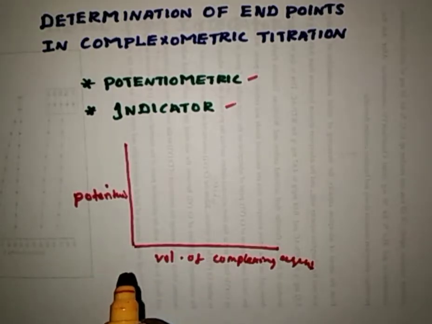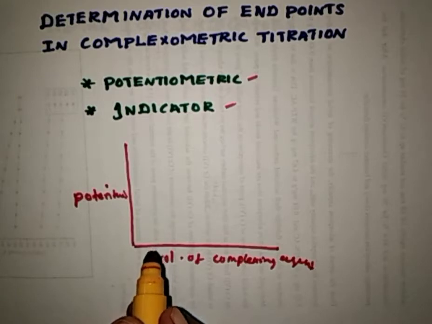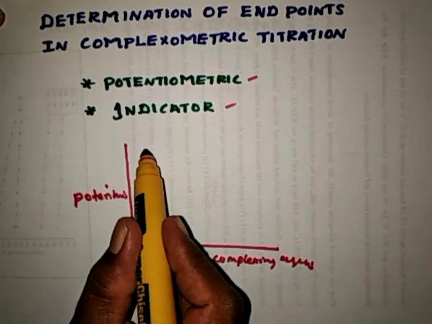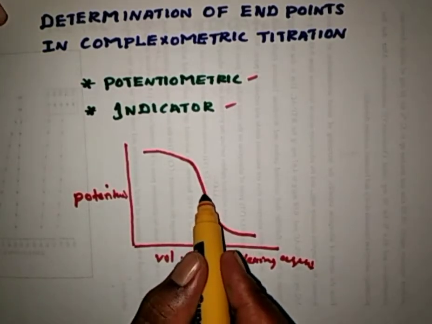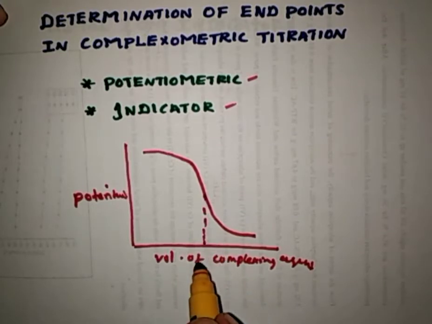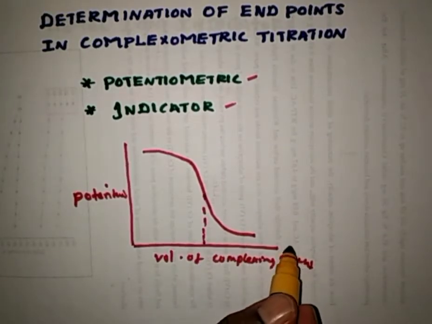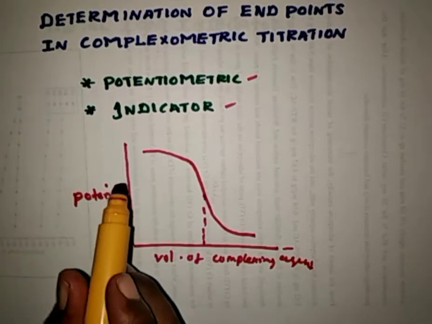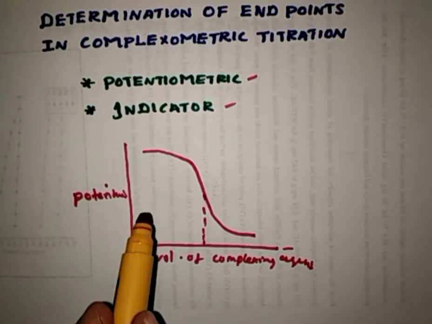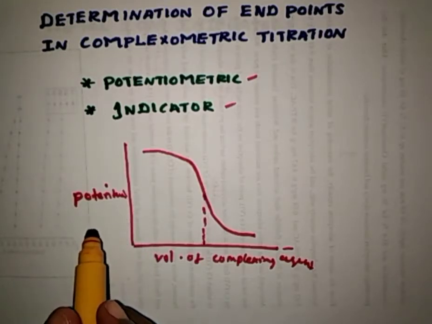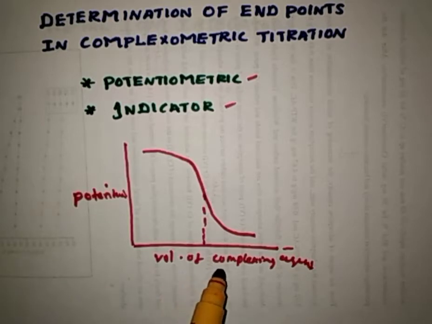If we plot the graph like this, we get a graph like this. By using this we can find out the endpoint, that is the volume of the standard complexing agent. So by using the potentiometric method we can determine the endpoint by plotting the potential versus the volume of the standard complexing agent, and from this graph the endpoint is determined.